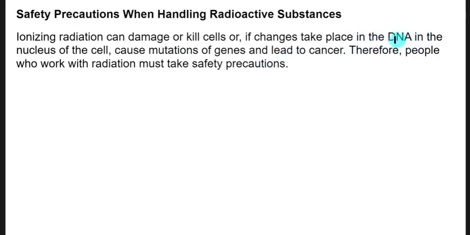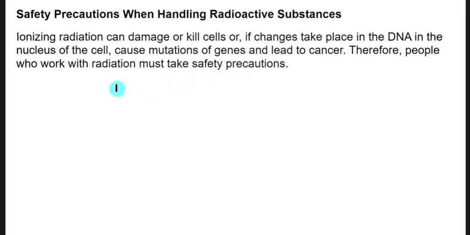So DNA stands for deoxyribonucleic acid, which is the main component that determines the makeup of a human being. Now, radiation can change this makeup. And if this makeup has been changed, that process is what we call mutation of genes. And the mutation of genes can even bring cancer, meaning the program of how genes work can be confused, and in some cases it can lead to cancer. So we are saying, therefore, people who work with radiation must take safety precautions.